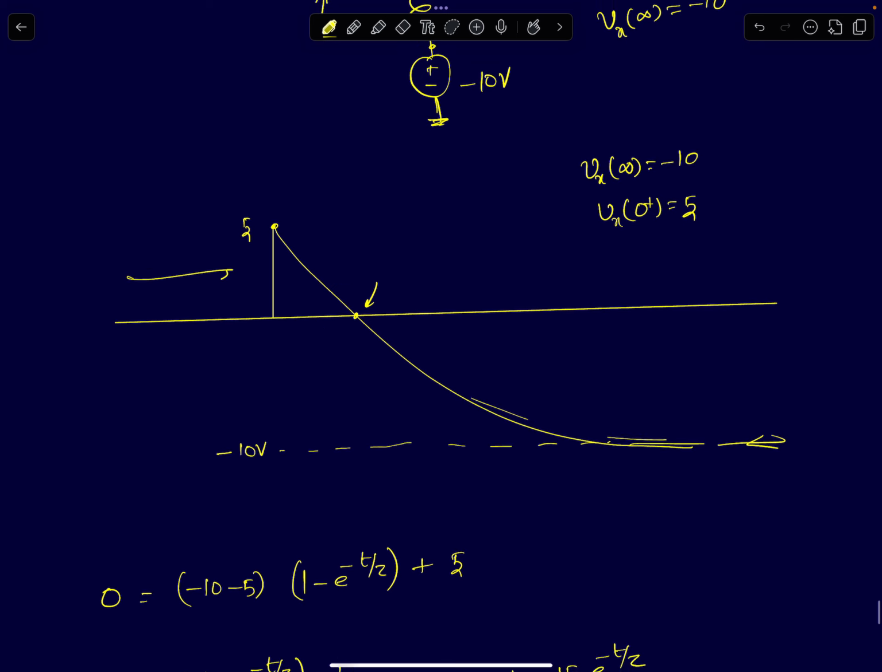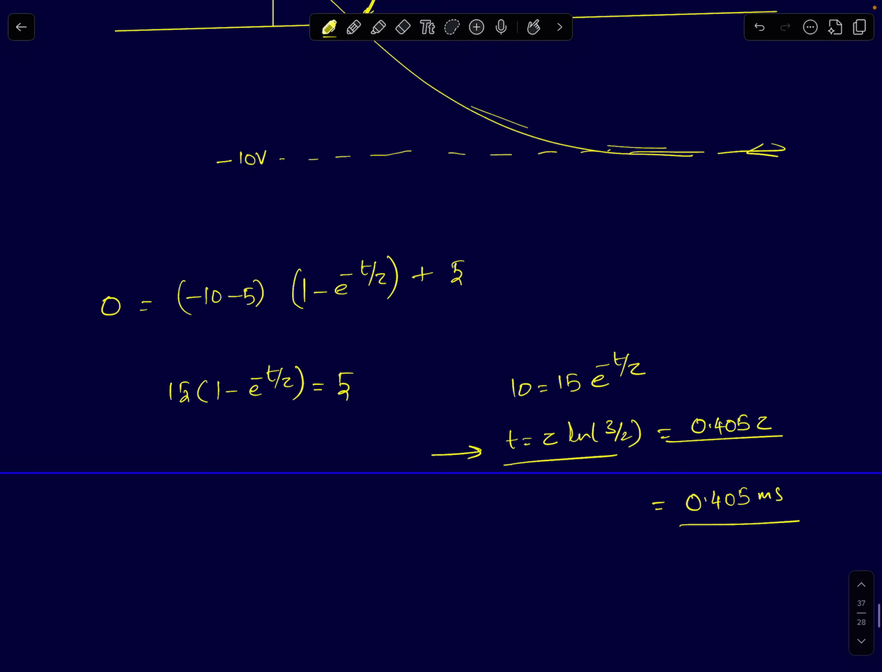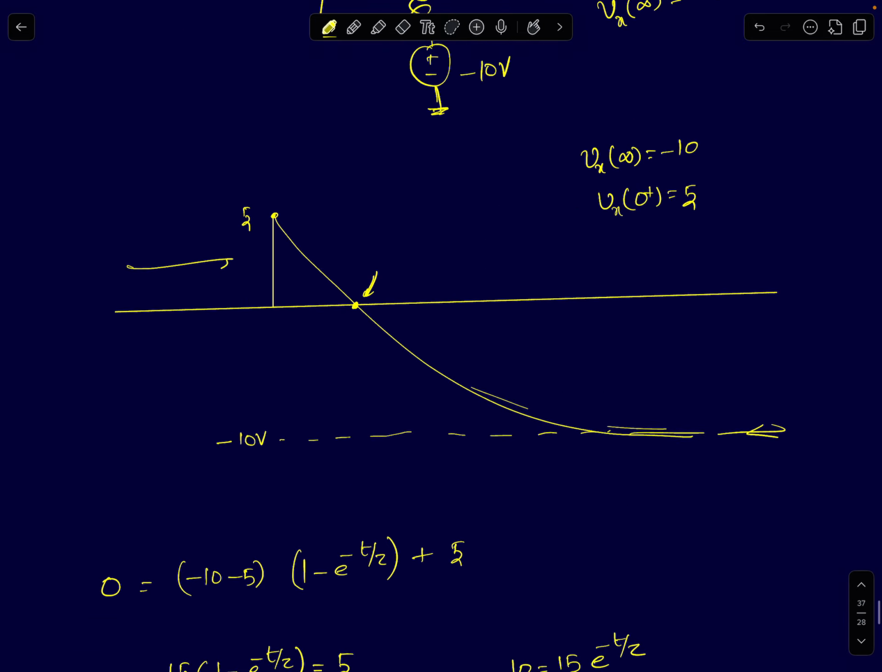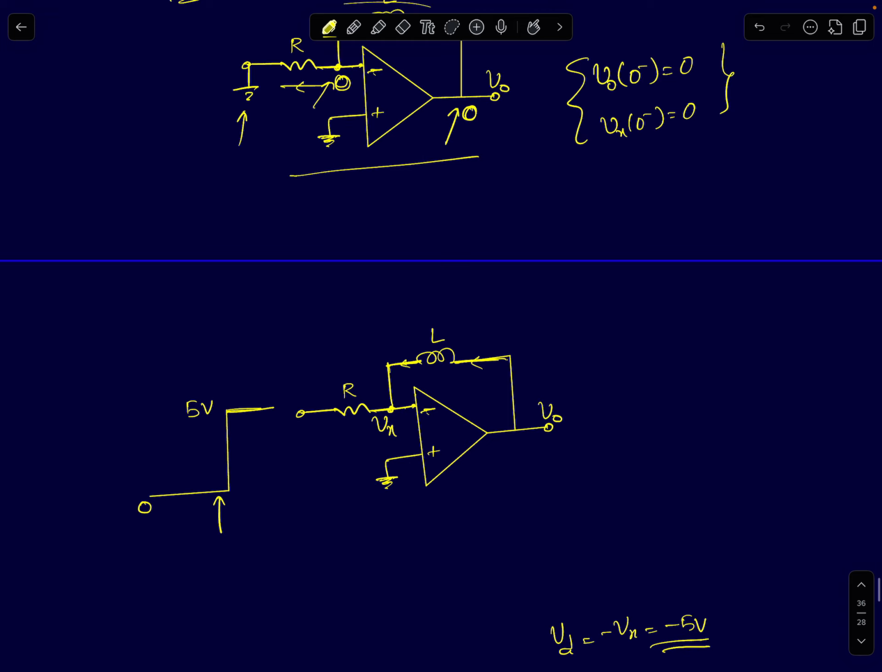But as this node voltage Vx is decreasing, when it reaches 0 volts, we will be reaching the high gain region of the op-amp. Then the negative feedback action kicks in, the op-amp action kicks in, and the op-amp will respond in such a way that... this is something we have already analyzed, but I'll just show it for this case.